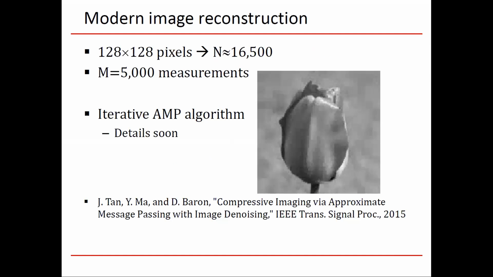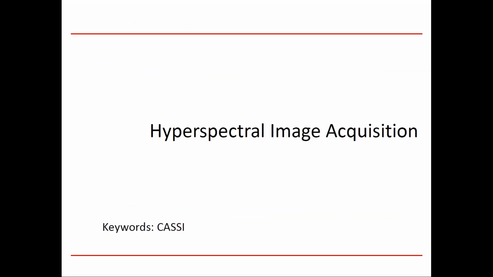And here is a modern image reconstruction approach, from a paper from 2015. The number of pixels had increased to 128 by 128, approximately 16,500 pixels. We used 5,000 measurements, which is now approximately 30%, a somewhat lower measurement rate. We used an iterative approximate message passing, or AMP, algorithm. We're going to look into some details of that algorithm a few modules from now. And overall, this is a typical quality of an image reconstructed from 5,000 measurements.